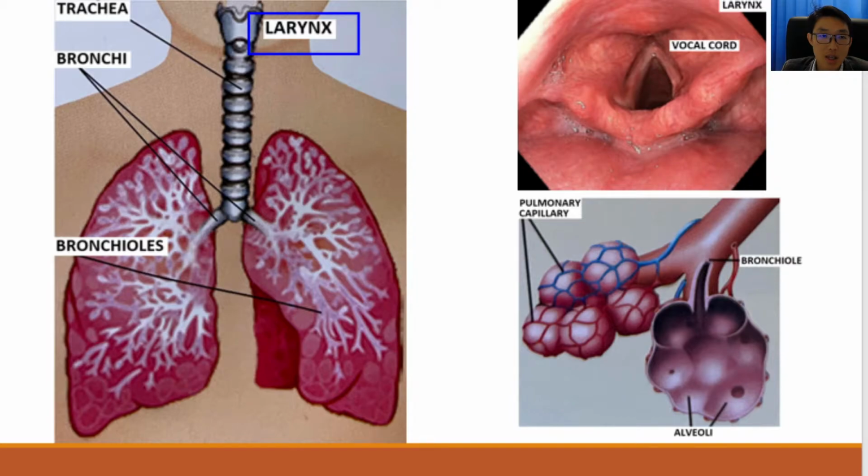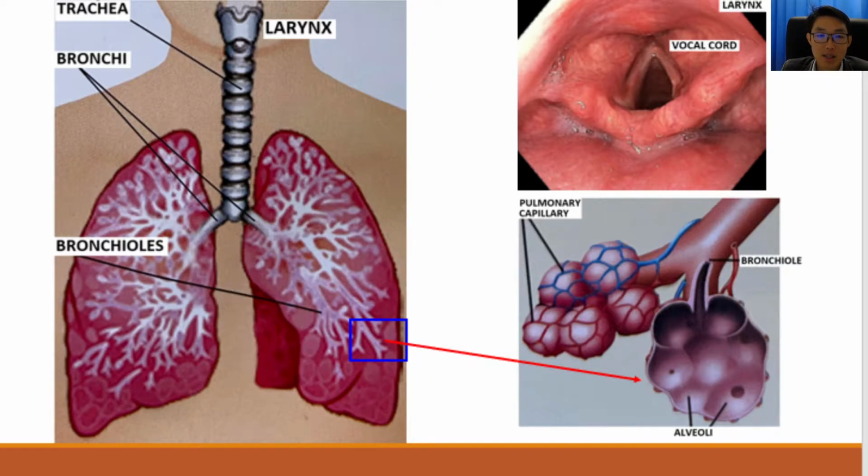Here is a more detailed anatomy of the lower respiratory tract. When we breathe, air goes through the nose, into the mouth, and then into the larynx. The larynx is a voice box, and it contains a structure called a vocal cord here. So air flows from the larynx through the vocal cord into the trachea, and then into the bronchi, and then into the bronchioles, and finally ends up in the alveoli.